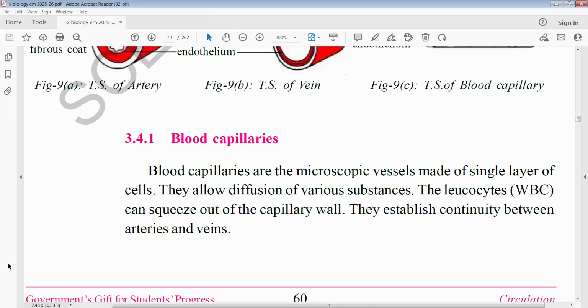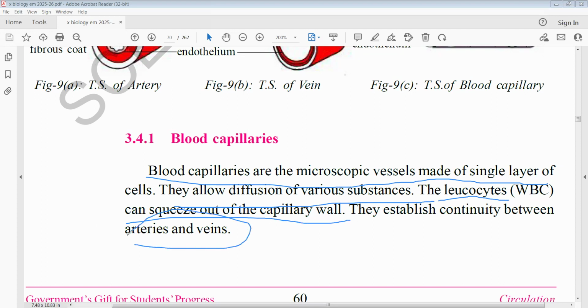And the blood capillaries, already just now we discussed. Blood capillaries are microscopic vessels with a single layer of cells. They allow diffusion of various substances. The leukocytes can squeeze out through the capillary wall. They establish continuity between arteries and veins. So they continue the connection between arteries and veins.